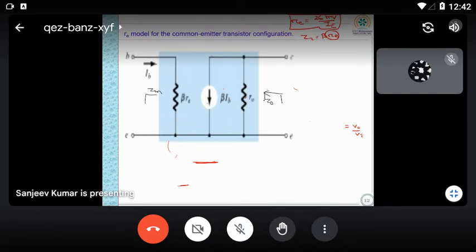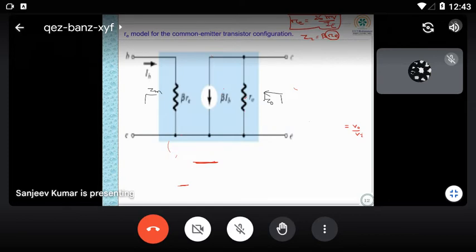This is correct. Now what I have not shown you is ro, because when ro is infinite, you cannot consider ro. In previous cases ro you have not considered because you have taken ro as infinite. Now for example, as you told, if I am taking a finite value, we can also represent one ro here.